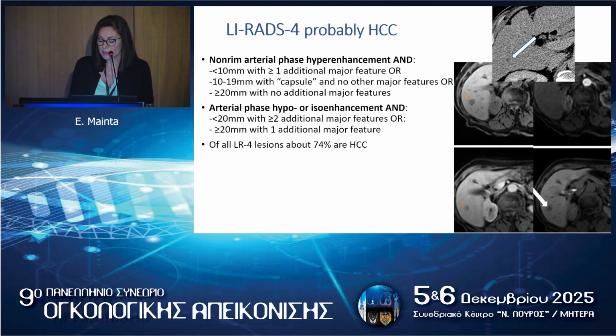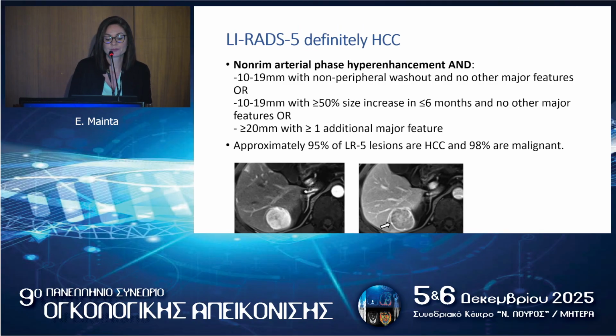So if we go to the example on the right-hand side, we have a CT scan where we can see a sub-centimeter low-density lesion. 5 months later, this lesion has more than doubled its size, as you can see, so there is threshold growth. Of all LR-4 lesions, almost 70% are HCC.